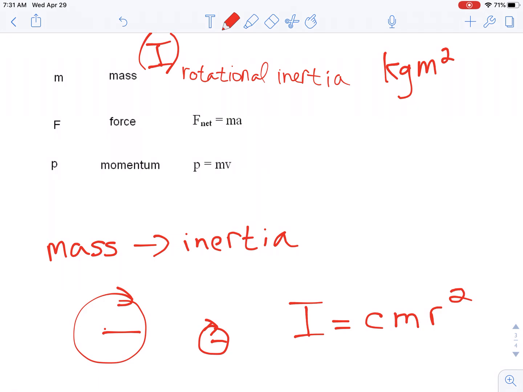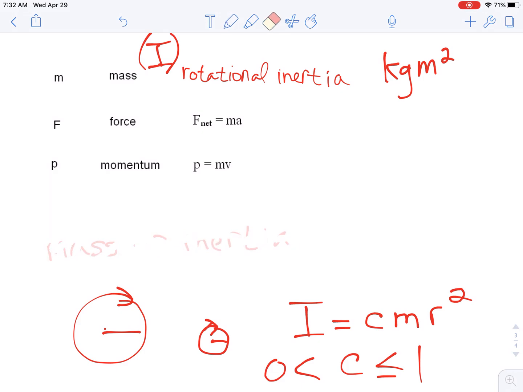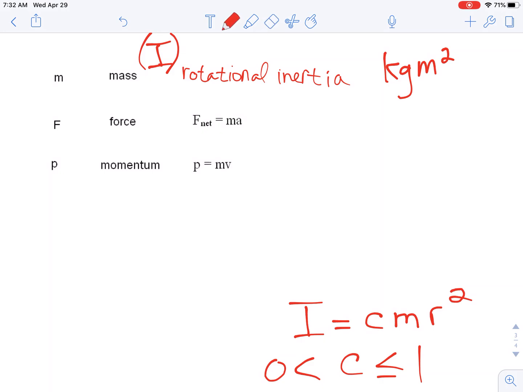And it's worth noting that C is a constant value, and it can be greater than or equal to 1, but it must be greater than 0. So the maximum value for C, a constant, which is like a geometric number that is related to how the mass is distributed along the object. But in short, C cannot be greater than 1, and it cannot be 0. It has to be greater than 0. So in any case, this introduces our first term on this page, and that is the idea of rotational inertia. And of course, we need that for our next two equations, right? We have to know something about mass in order to begin to understand force and momentum.